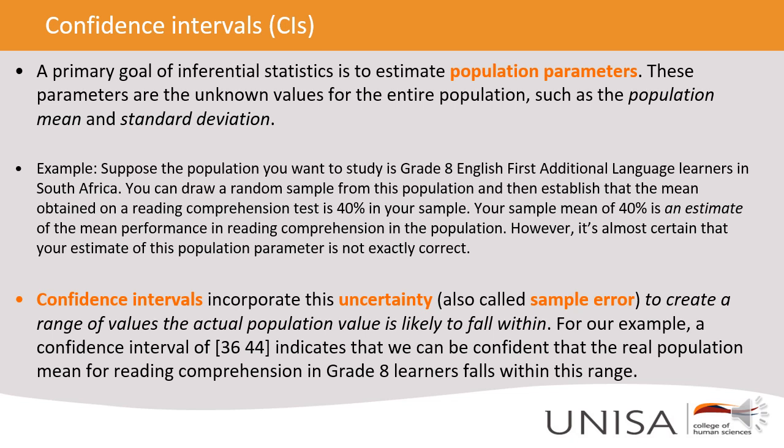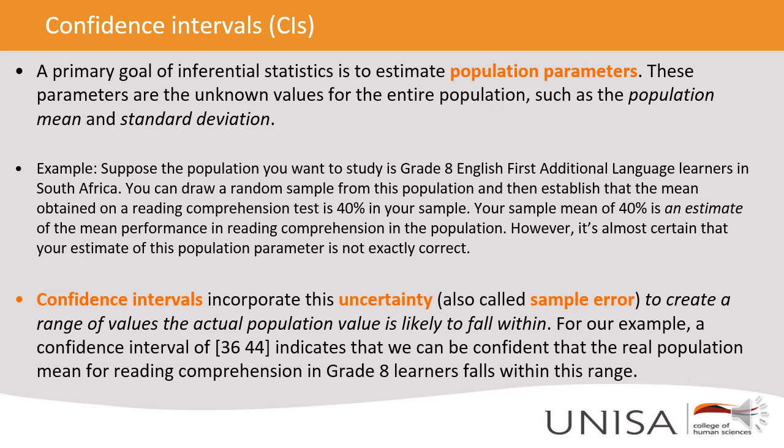Let's look at another example. Suppose the population you want to study is Grade 8 English First Additional Language learners in South Africa. You can draw a random sample from this population and then establish that the mean obtained on a reading comprehension test is 40% in your sample. Your sample mean of 40% is an estimate of the mean performance in reading comprehension in the entire population. However, it's almost certain that your estimate of this population parameter is not exactly correct.